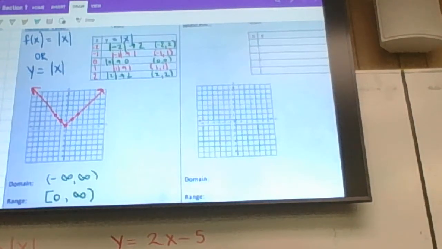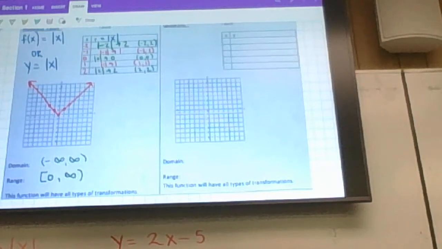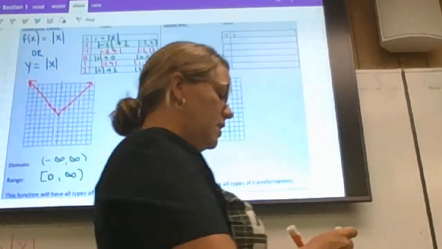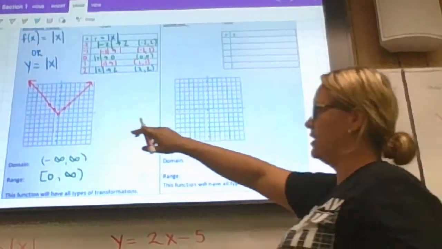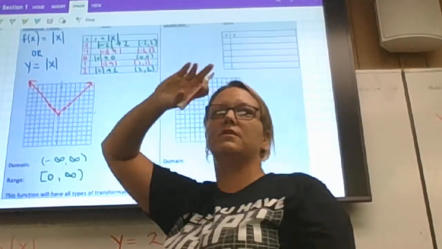All right, so this function can have all types of transformations. It can be moved up and down, left and right. It can be flipped over. And the slope of the line could change. If I wanted this to be a steeper V, I could put a 3 in front. And when I draw this graph, I start at 0, 0, and I go up 3 over 1, up 3 over 1. So that's the slope.